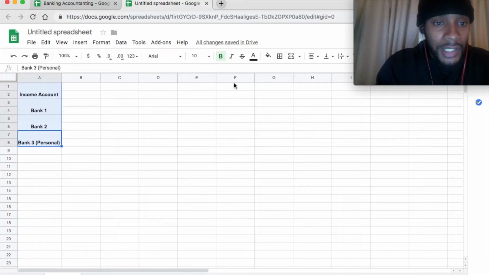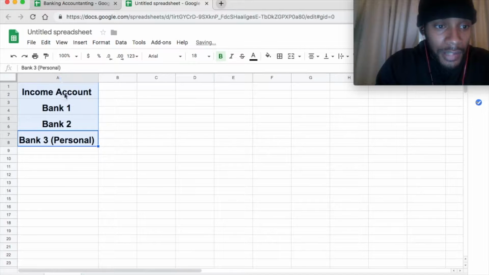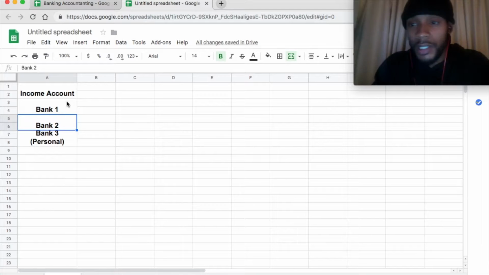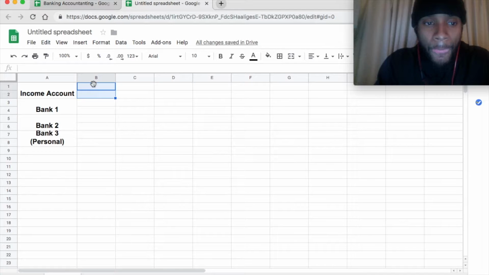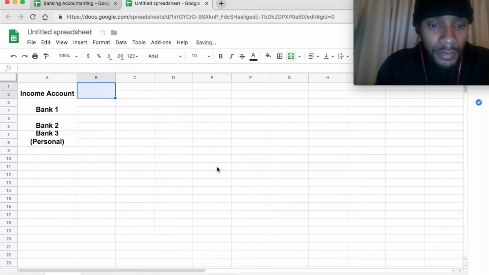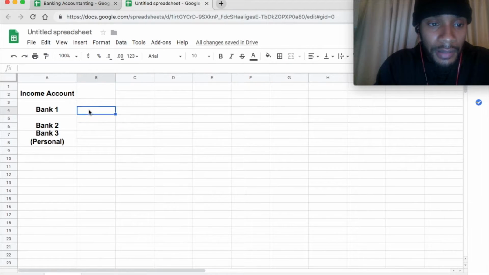Now I'm going to take these into a higher font, maybe about 18, space it 9. So we have these three positions set up here, 3 bank accounts set up, 1 income account, all placed and set. So what we'll do is we're going to merge these two fields, and these two fields together as well. And we'll have to place in the data.